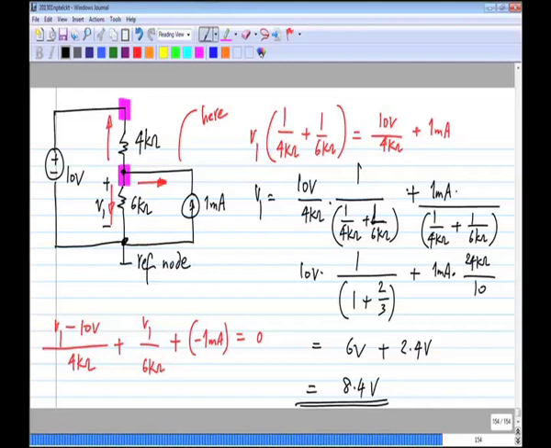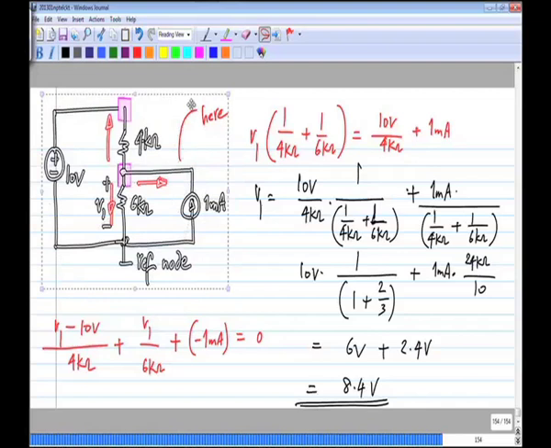So I hope it's very clear how to do this. So if you do this nodal analysis, you will get the final answer in one shot. Now let me also do it by superposition just to demonstrate it to you.